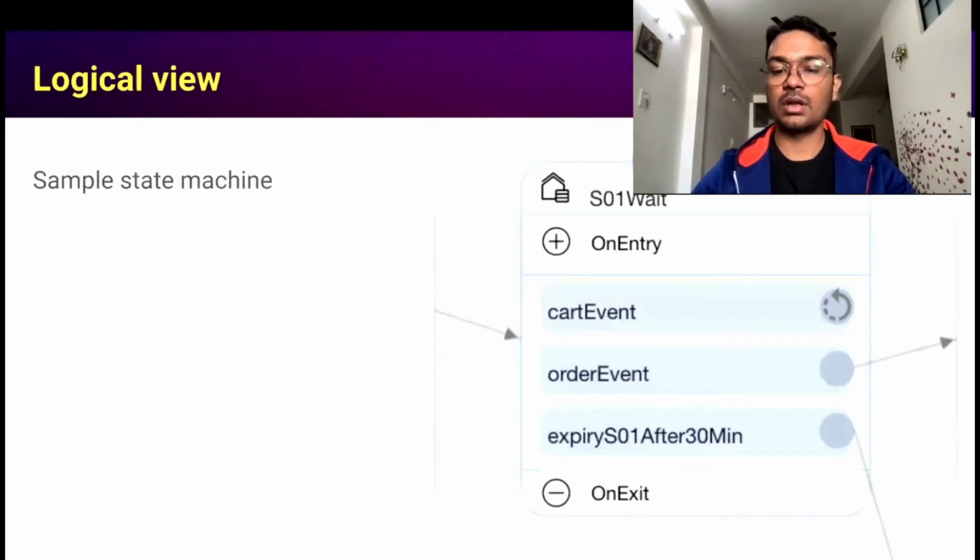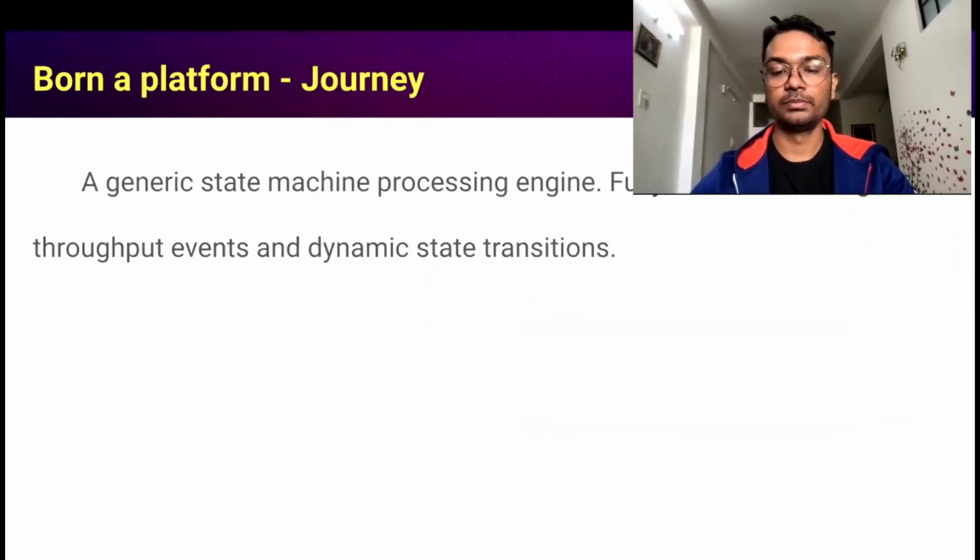So why don't we just wrap these events and actions in some state? This is how a sample state machine will look. It will have three components: on entry, transition, and on exit. On entry, we can define all the actions which need to be executed when the user enters the state. Transitions are where we define all the events it should listen to. On exit is where we define all the actions to be executed when the user exits the state.